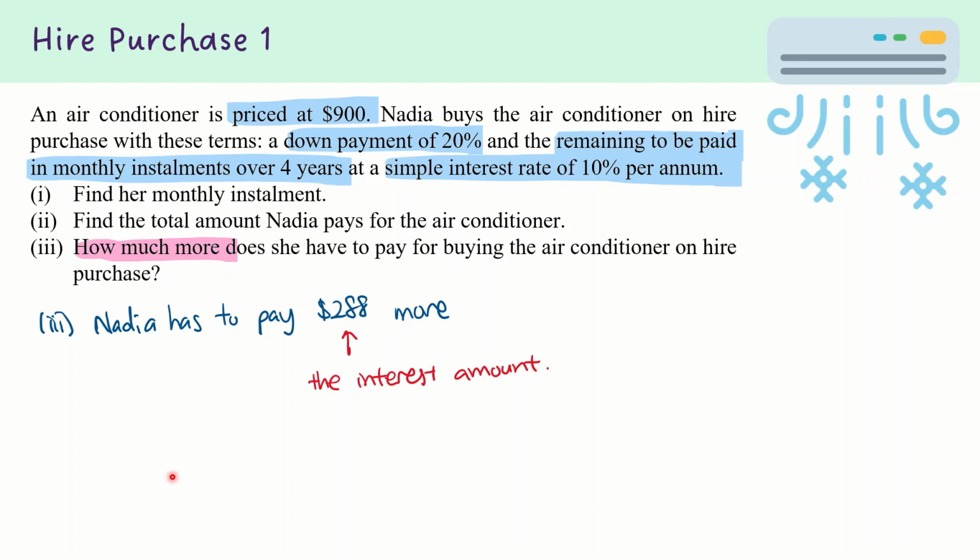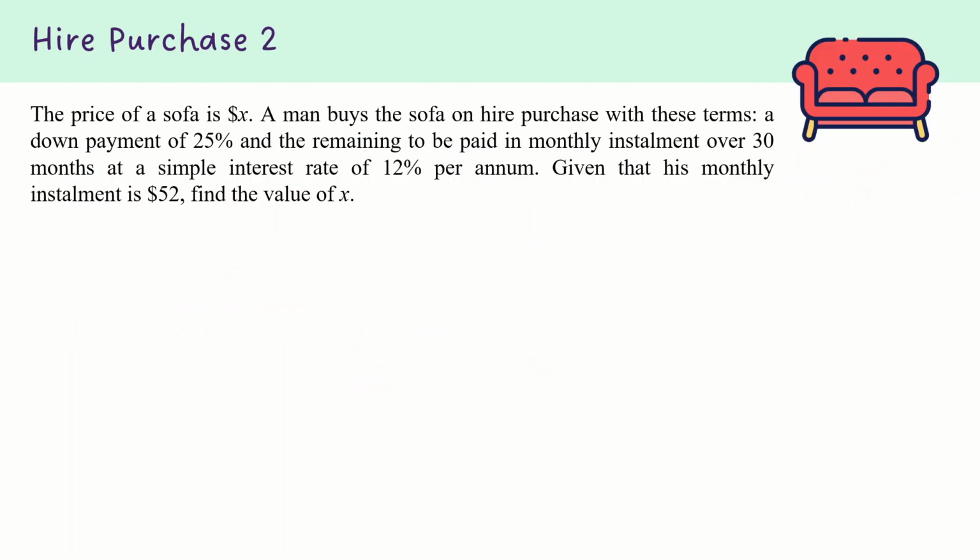Okay, I hope that you understand the explanation for this example before we move on to the next one. Let's now take a look at the second example on hire purchase. In this question, we are given that the price of a sofa is X dollars. A man buys the sofa on hire purchase with these terms: a down payment of 25% and the remaining to be paid in monthly installments over 30 months at a simple interest rate of 12% per annum. Given that his monthly installment is $52, we want to find the value of X.